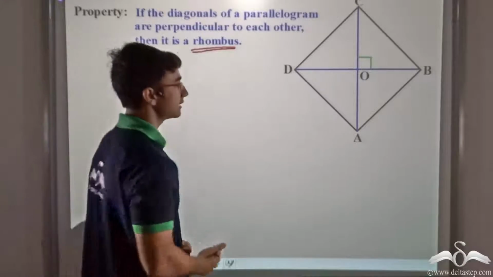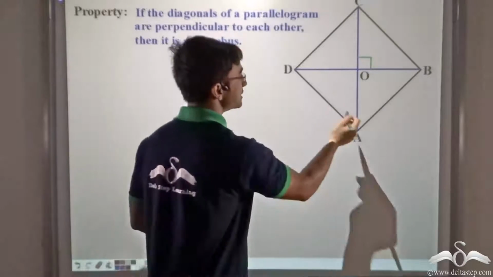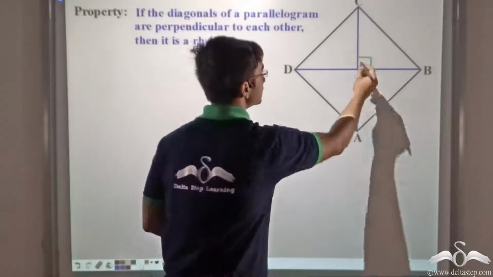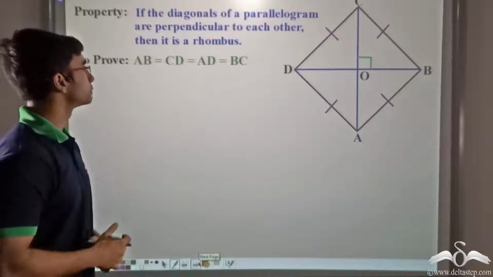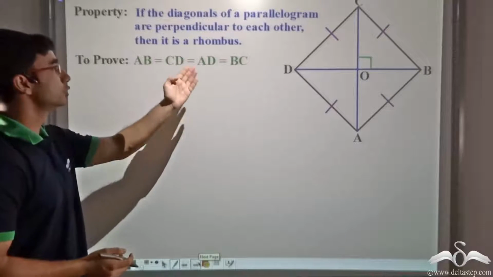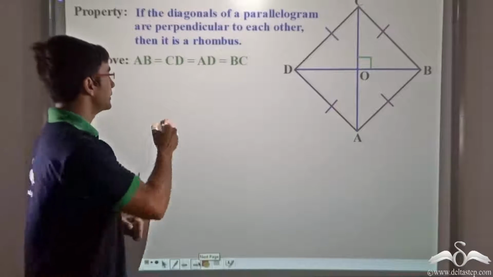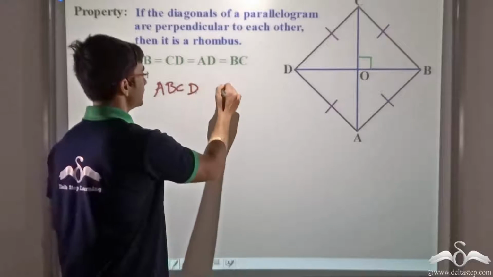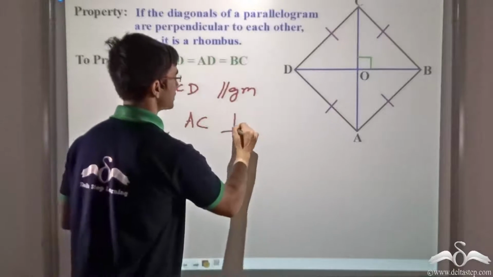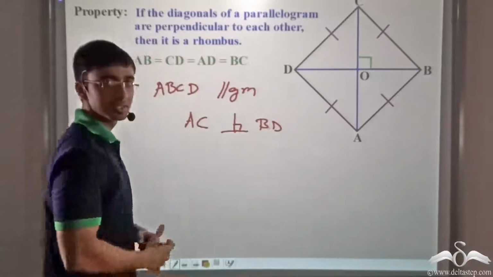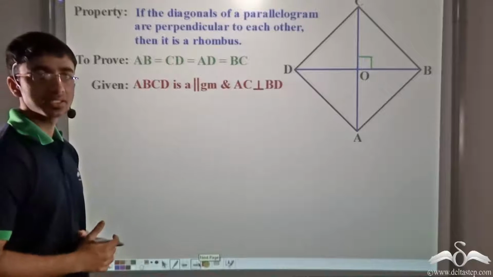Over here we have been given that ABCD is a parallelogram, and we have to prove that ABCD is actually a rhombus given that the diagonals are intersecting at right angles. So we have to prove that AB is equal to CD is equal to AD is equal to BC. That is, all four sides are equal to one another. And we have been given that ABCD is a parallelogram, and also that AC is perpendicular to BD. This is what we have been given. So now let us see how we can proceed with the sum.